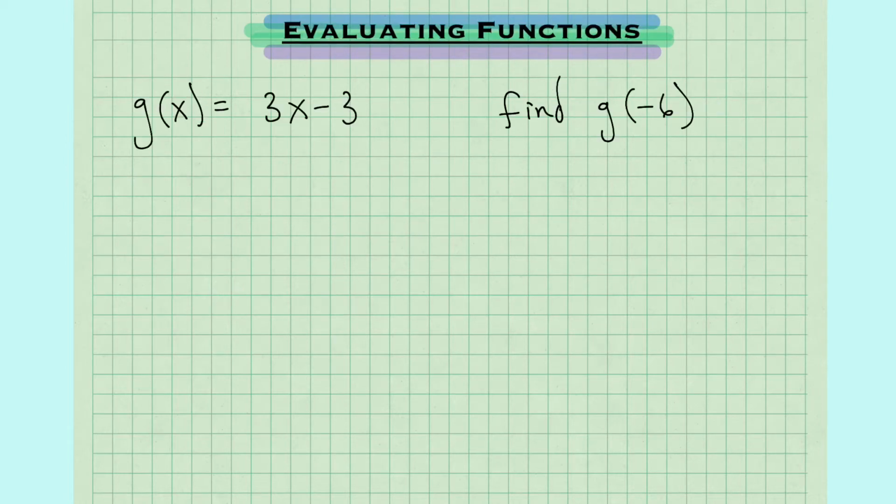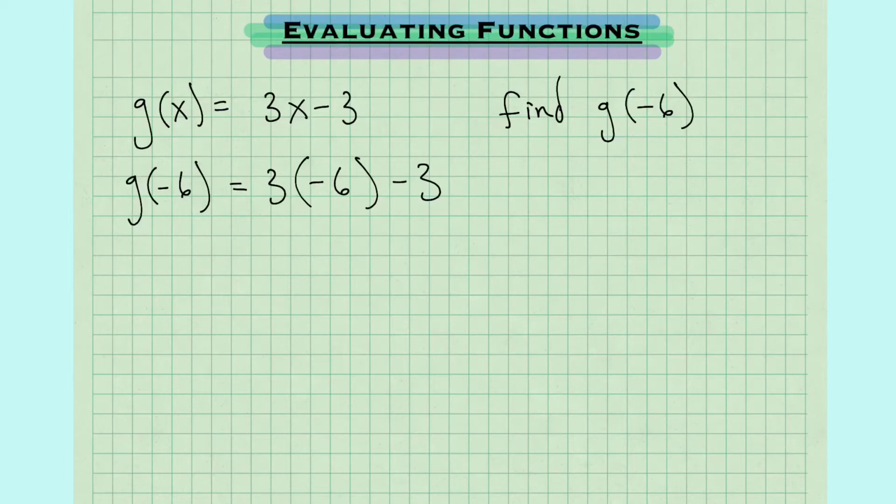All right, g of x equals 3x minus 3. Here we're going to find g of negative 6. So g of negative 6 equals 3. Once again, we want to use these parentheses so we don't make any mistakes. This is being multiplied. This is 3 times x. So when I put these parentheses, it represents that these two are being multiplied together.